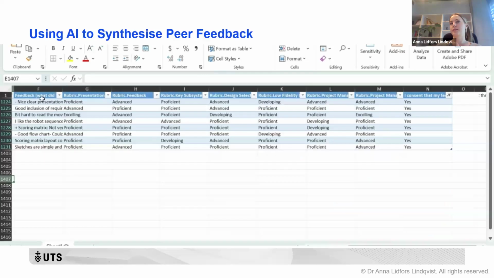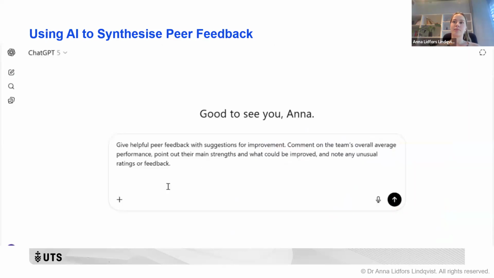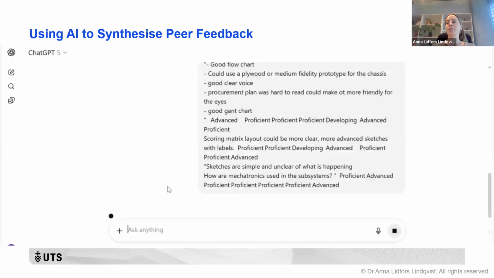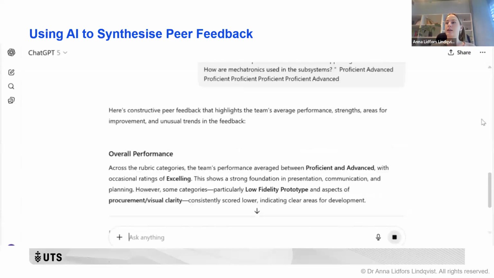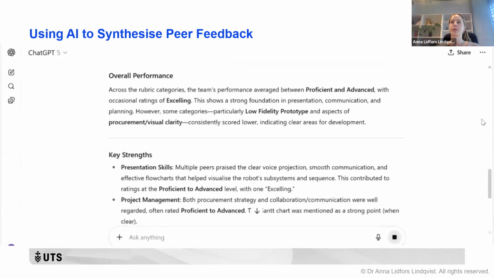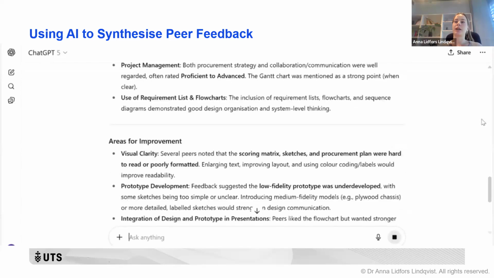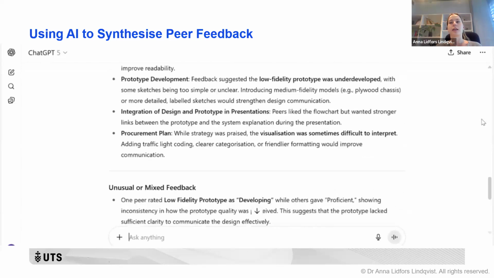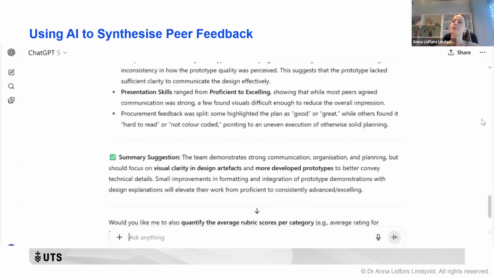So as a process to put this to ChatGPT, it's very straightforward. Just copy the data across into ChatGPT alongside the prompt that I showed before. And it then generates this report, which is quite easy for students to understand, given it gives you the dot points and some actions, areas for improvements, and again, talks about that unusual or mixed feedback, and then a final summary.